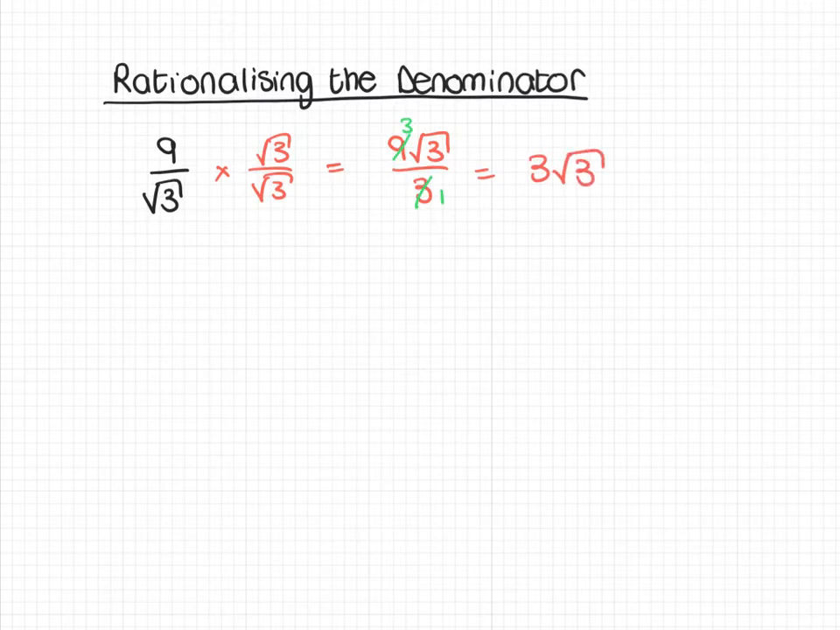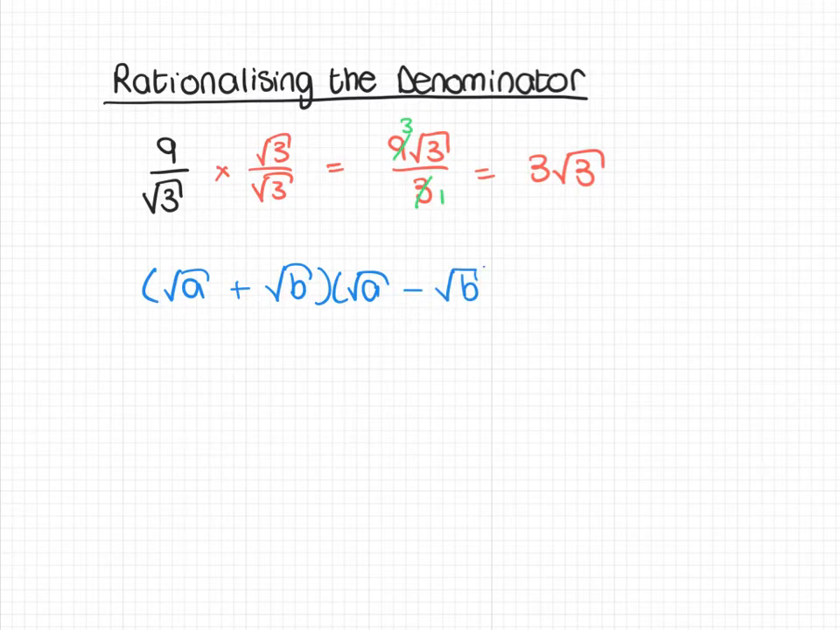Right, remembering the rule for the difference of two squares, if I had root A plus root B times root A minus root B, as two brackets, if I multiply those out, that's the difference of two squares. So root A times root A, or root A squared, is just A, and root B times root B, or root B squared, is just B. So that is a rule we know.